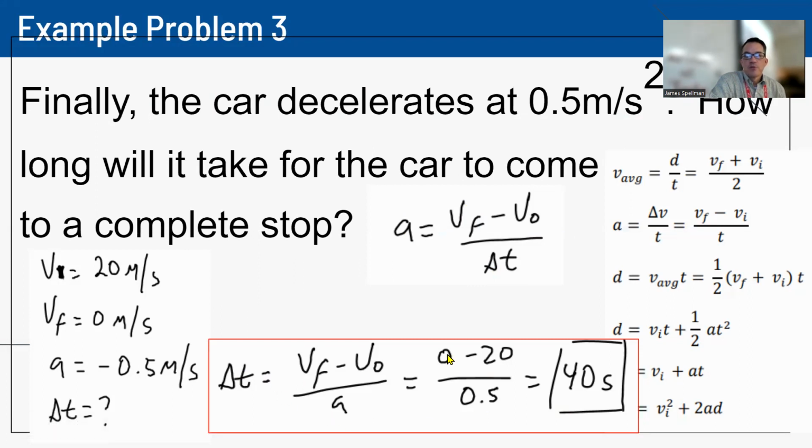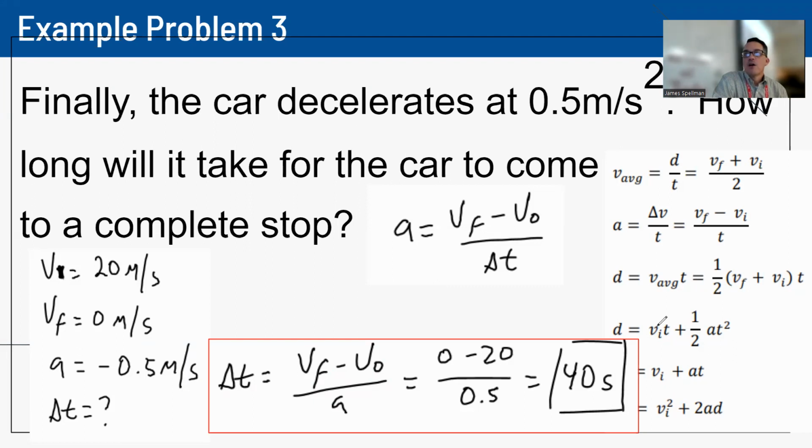I substitute my numbers. It ended at 0. It was going 20 to begin with. And an acceleration down here that was 0.5. This actually should be a negative 0.5, the way that we had it. So you'd have negative 20 over negative 0.5, and it gives us a time that would end up being 40 seconds. So make sure that you have that on there. Let me get a little annotation up here. It's a little typo that was missing. So that should be a negative because it was decelerated.